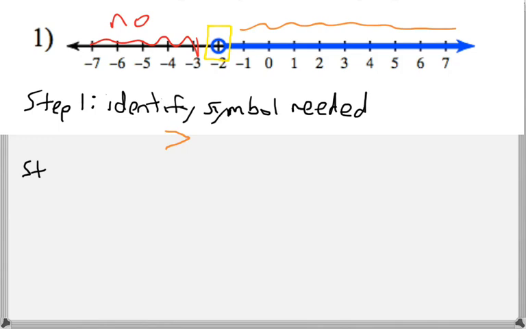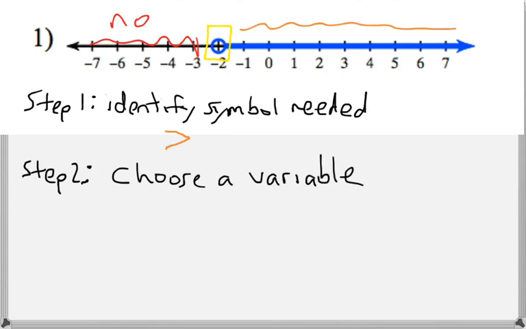Step two, go ahead and choose a variable. We were not given a specific variable we have to use, so just choose any variable you want. I'm going to stick with the generic x. That is typically what we always use. We also need to identify what number that open or closed circle is on. For us, that one is this guy right here, which is a -2. So we know that our variable is always greater than that -2.